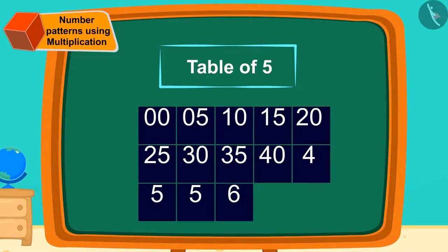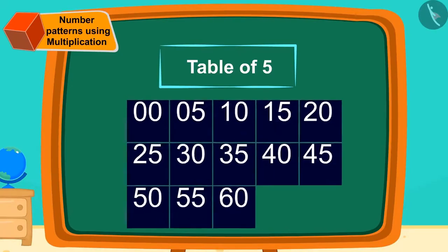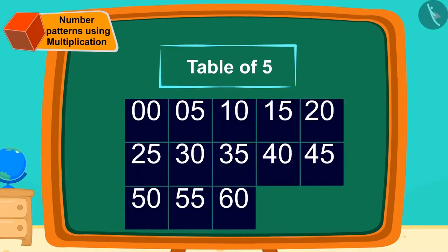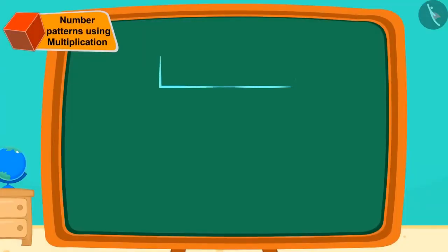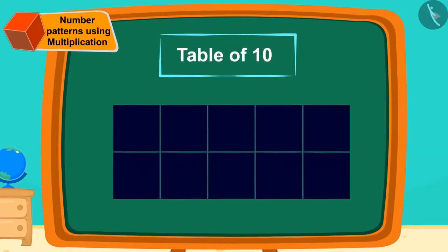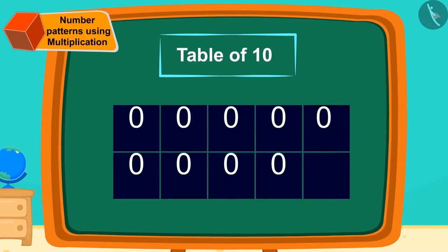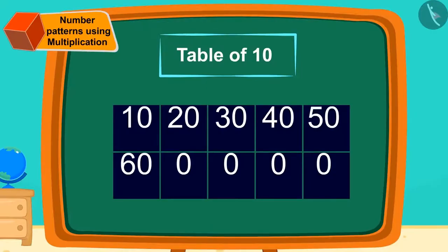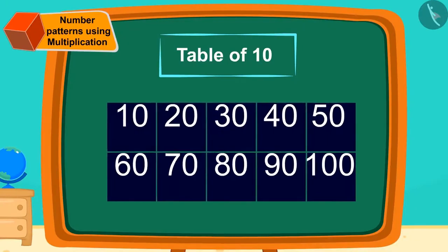Did you recognize the pattern? Yes! It is the multiplication table of 5. Isn't it easy? Let us now learn the easy process of memorizing the table of 10. First, we will write 0 in this way 10 times. Now, next to these zeros, we will write the numbers from 1 to 10 like this.